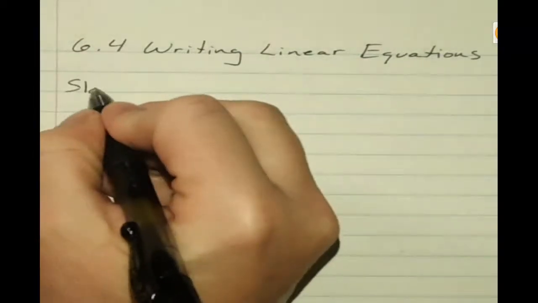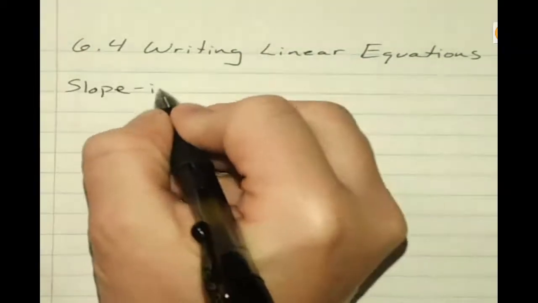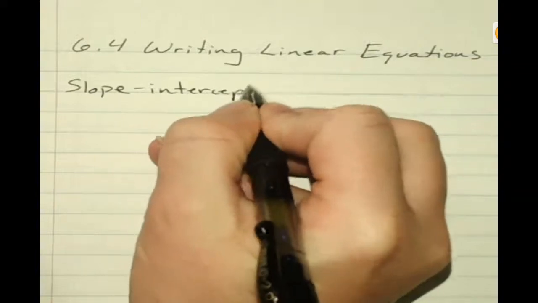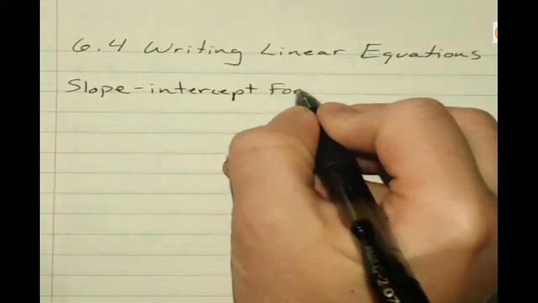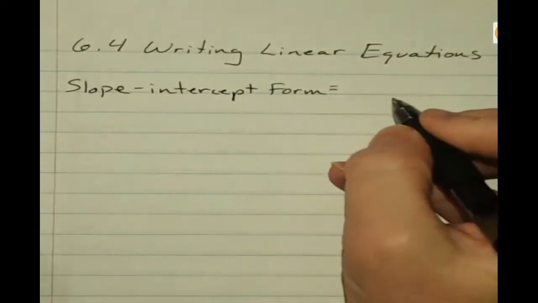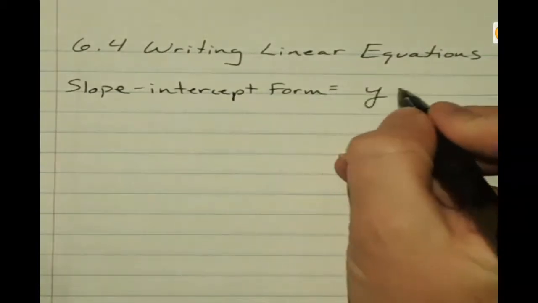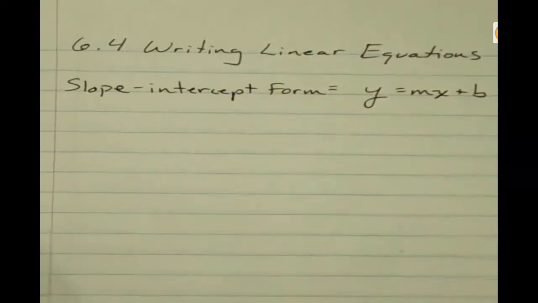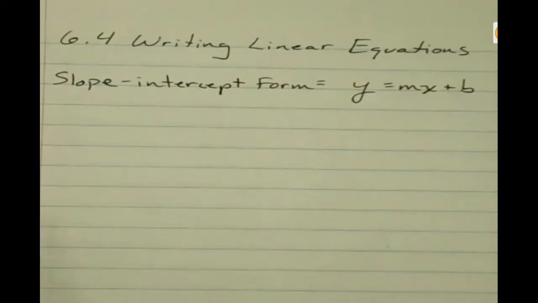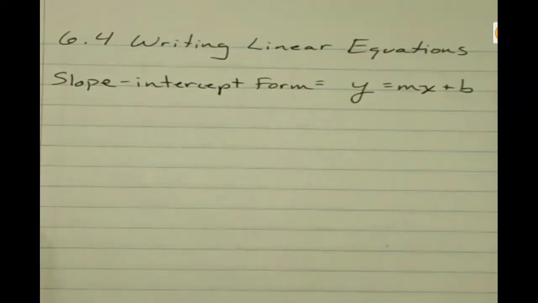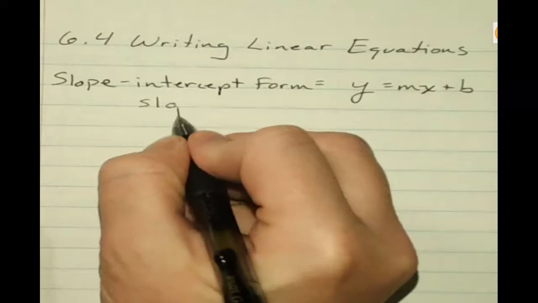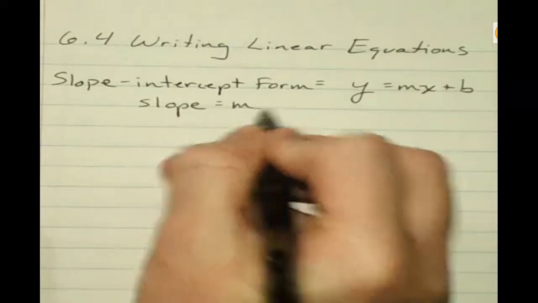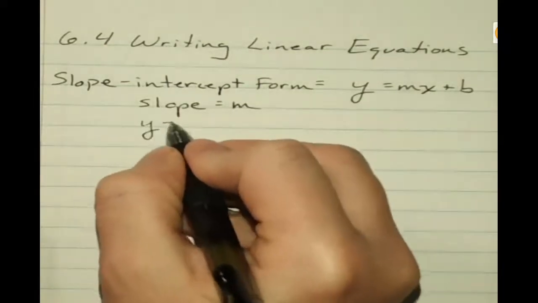So let's recap. The slope-intercept form is what? y equals mx plus b. Yep. Guys, you need to get on to the IXL and start practicing. What is the slope? What letter is the slope? What letter is the y-intercept? B.